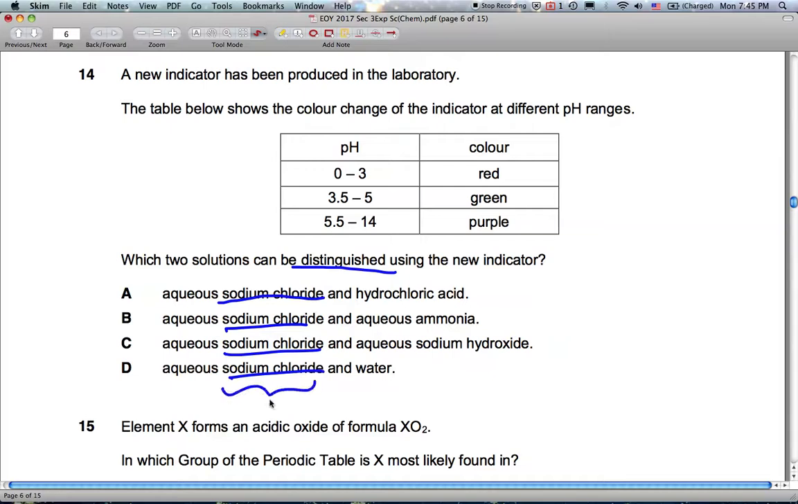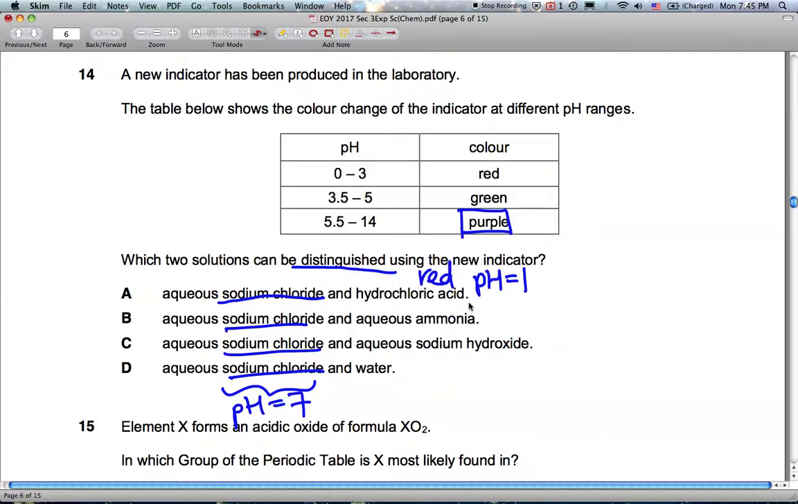So they need to have different colors in order to be differentiated. Therefore, aqueous sodium chloride has a pH of 7, because sodium chloride is a neutral salt. So 7 gives me the color of purple. I need to be able to find another solution which has either red or green in order to tell them apart. So let's take a look. For hydrochloric acid, the pH is 1, right? A very low pH, is acidic. So it will give me a red color.